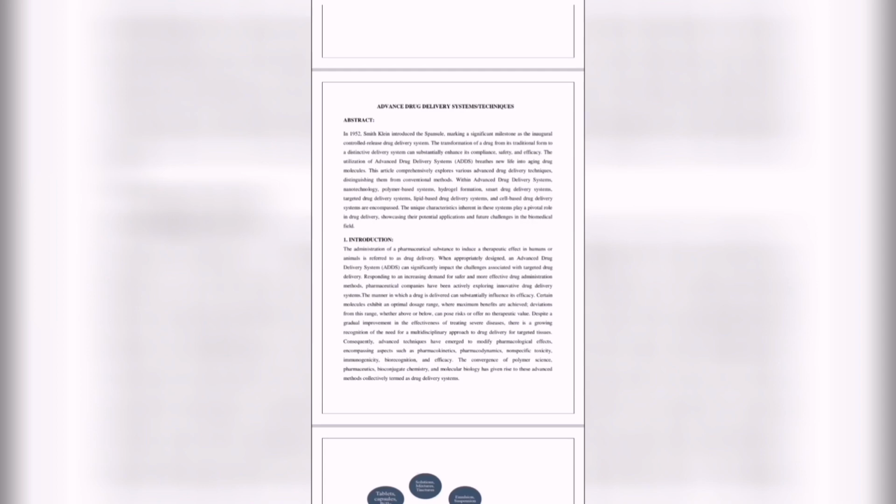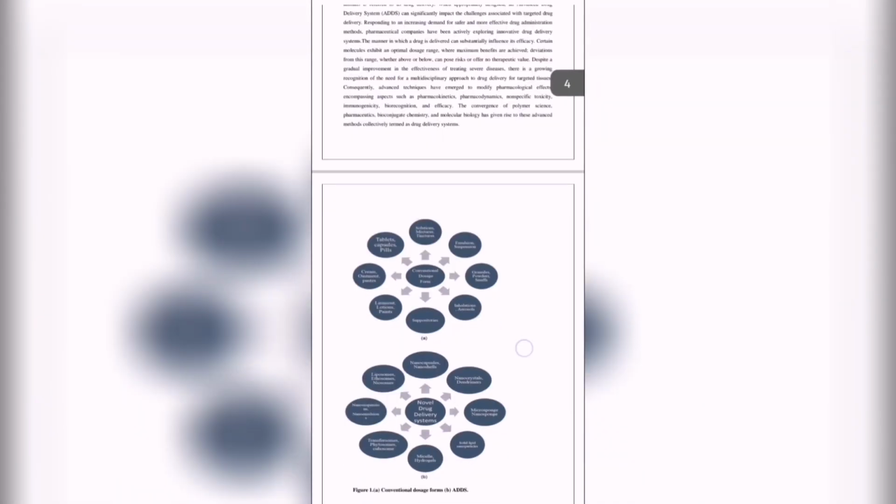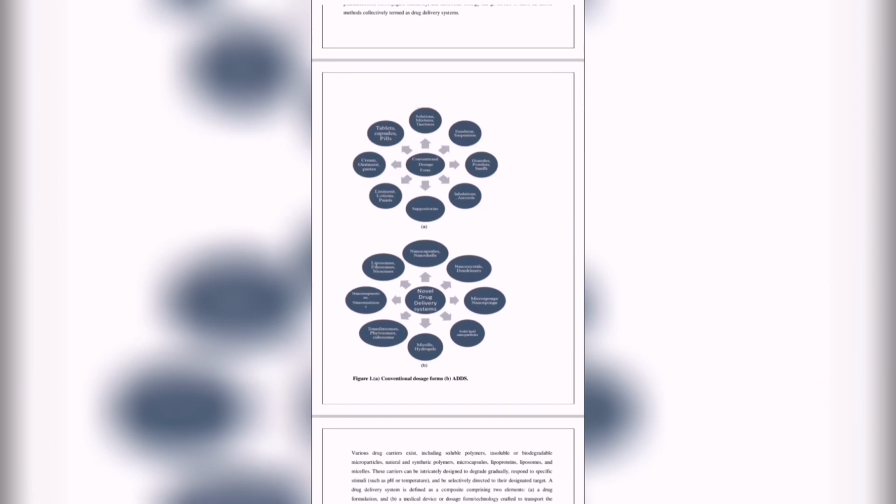Consequently, advanced techniques have emerged to modify pharmacological effects, encompassing pharmacokinetics, pharmacodynamics, and so on. The convergence of polymer science, pharmaceutics, bioconjugate chemistry, and molecular biology has given rise to these advanced drug delivery methods, collectively known as drug delivery systems. Next, move on. Here are some conventional and novel drug delivery systems.